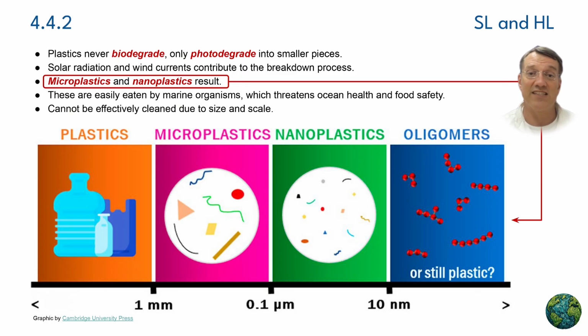This graphic shows the size comparison. Regular plastics you can see. Microplastics are visible under magnification, but nanoplastics are only visible with special equipment, and oligomers, which are chemical chains that might still be plastic-like in their effects.